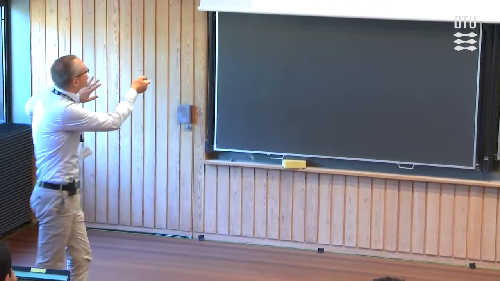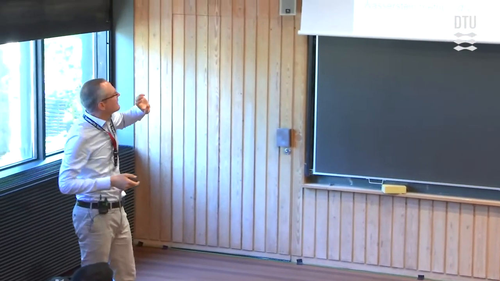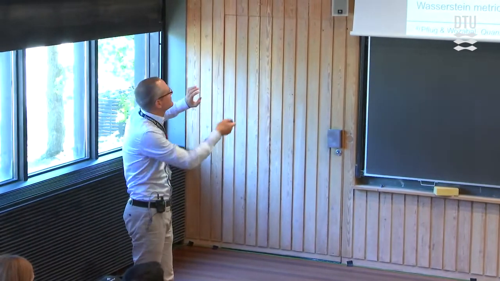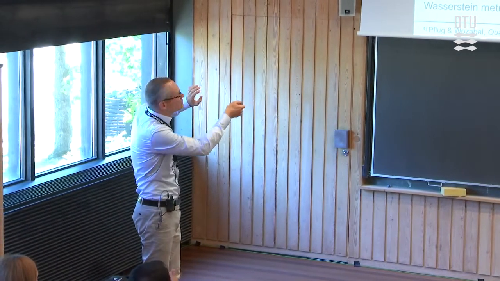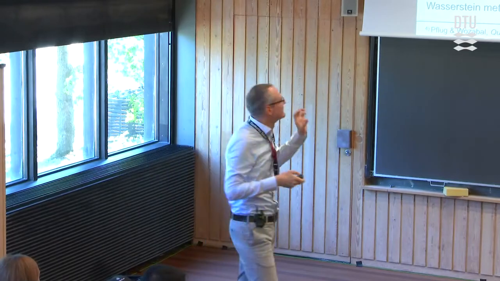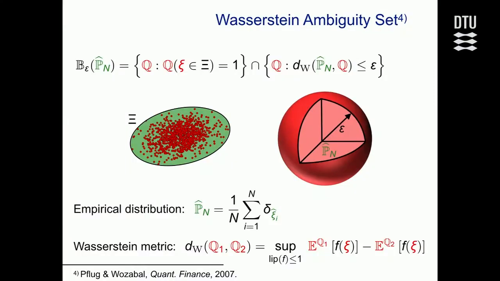So mathematically, I want to construct the ambiguity set in such a way that every distribution Q in this ambiguity set lives on a set capital Xi. So this set is the support, or some people refer to it as the uncertainty set. We assume that we know that the true distribution lives on this set.